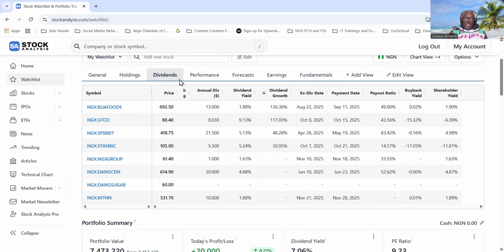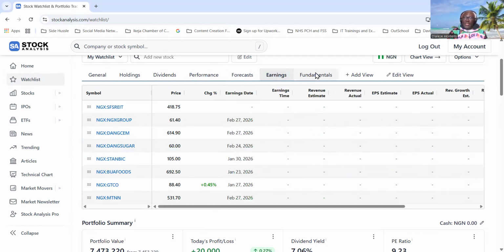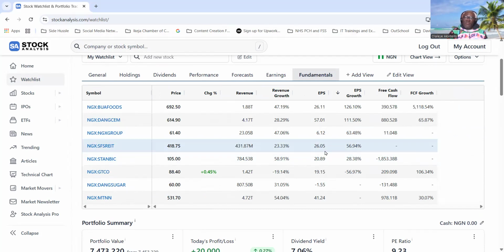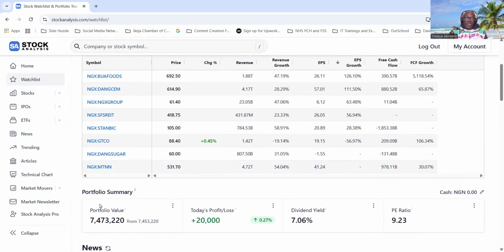All this other information here under dividend will be done for you. Performance, all the information here is done for you by the tool, the earnings, the fundamentals, everything else. And also, you will always have a summary of your portfolio at the bottom of the page.